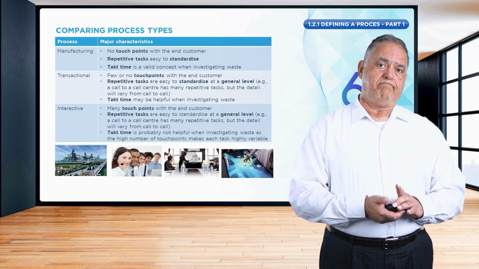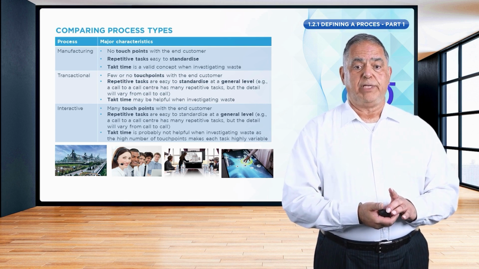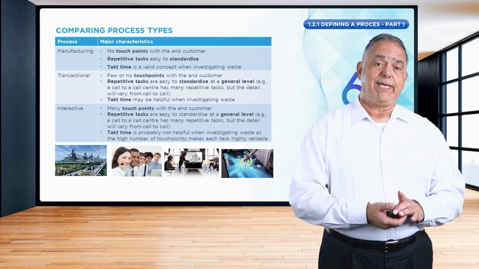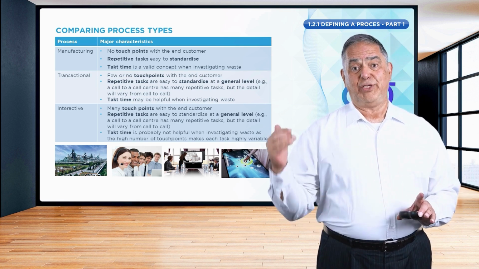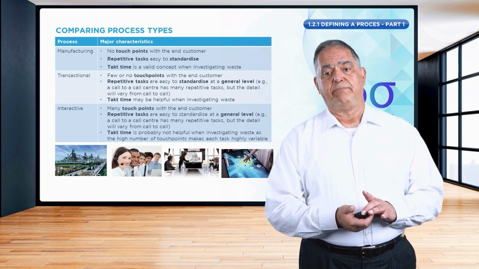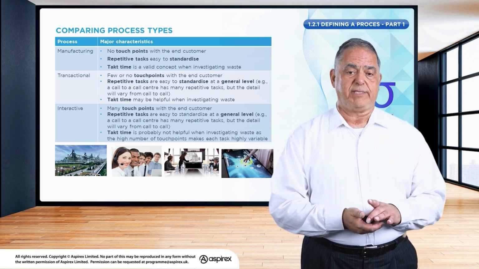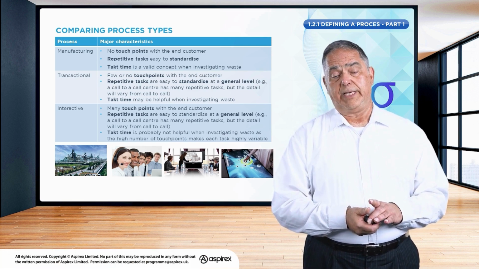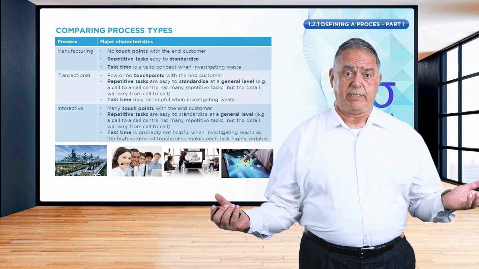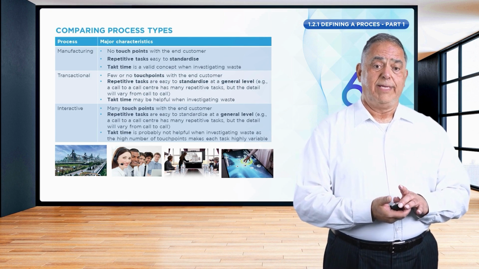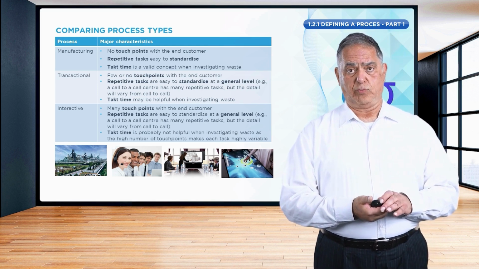Transactional process, this is the type where we have a few touch points with the end customer. Again, these are repetitive tasks that are easy to standardize, but at a general level. For example, a call to a call center has many repetitive tasks, but the detail in each call and the discussion between a customer and an agent will vary. Takt time may be helpful when we're investigating process waste.